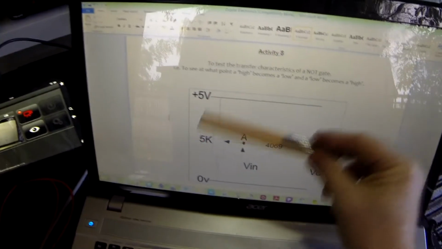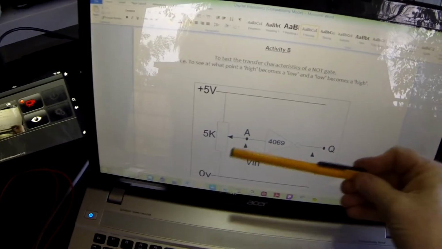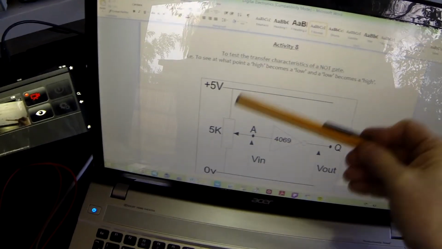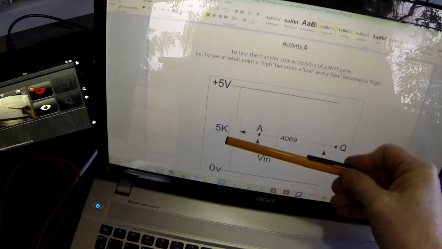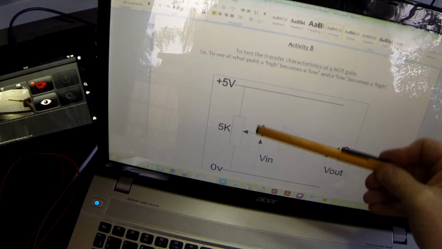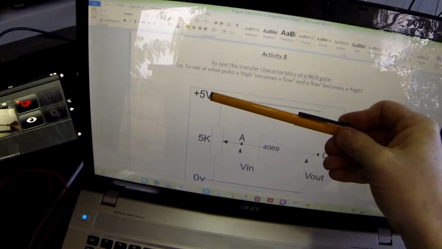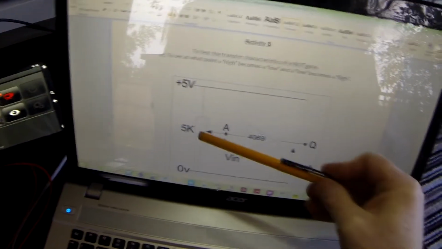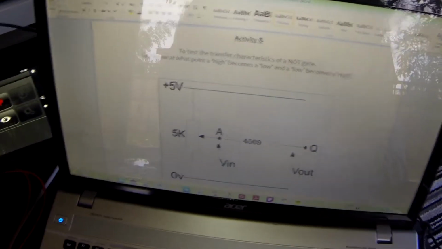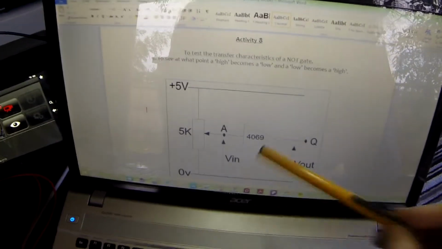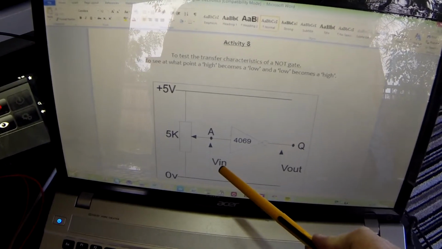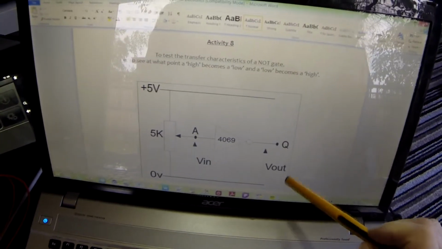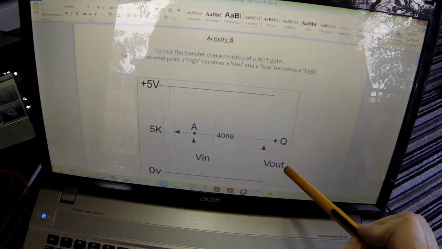Well, this little circuit will enable us to do this. Once again, we're using a potentiometer because we are using it to vary the voltage into the NOT gate between its maximum 5 volts and its minimum 0. So we can adjust this voltage all the way between those values. So we're going to use a voltmeter on V in and we're going to use a voltmeter on V out.